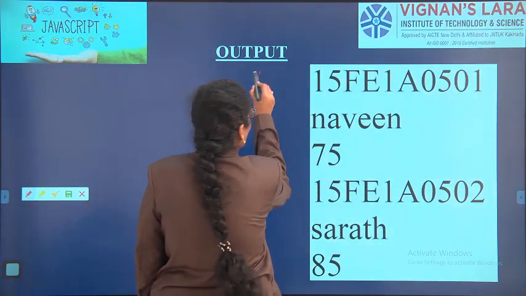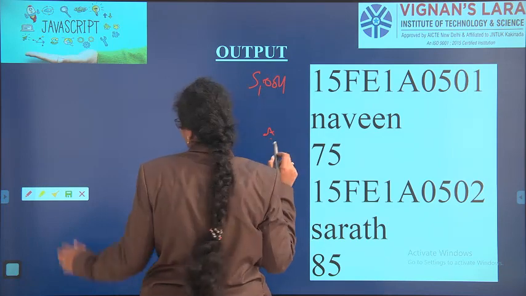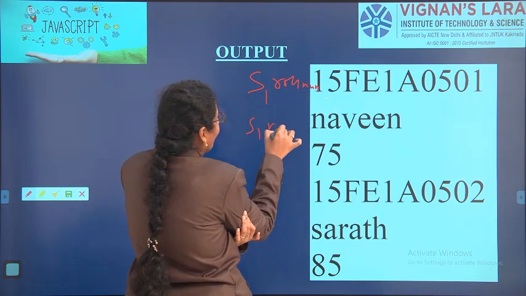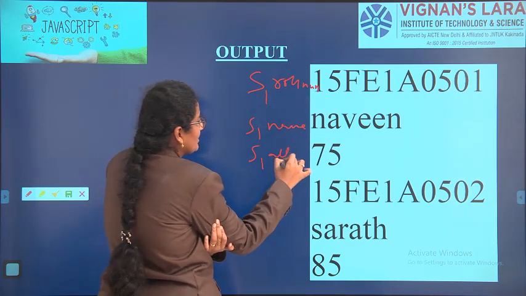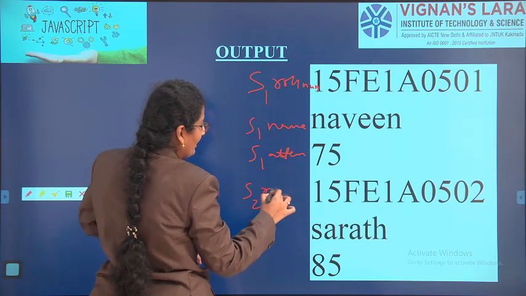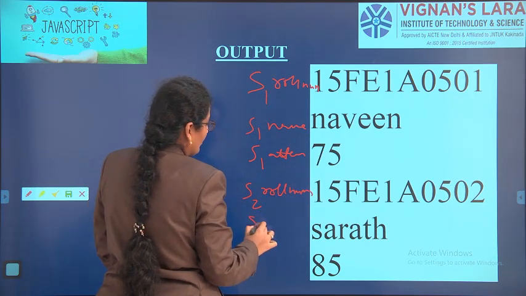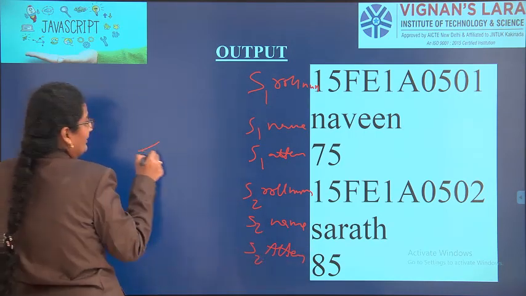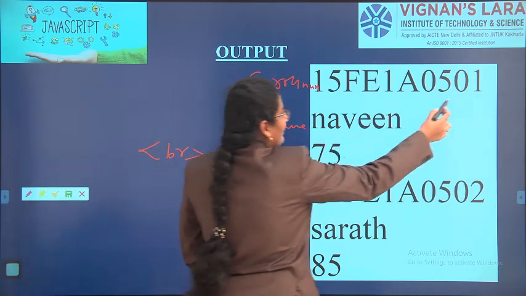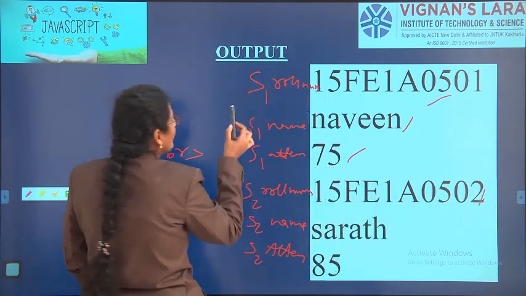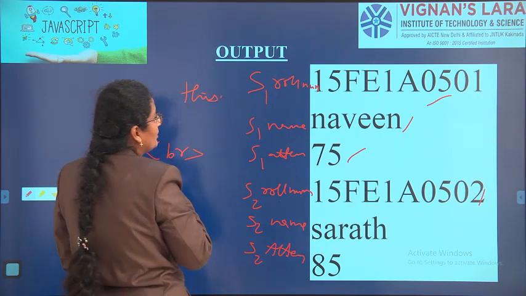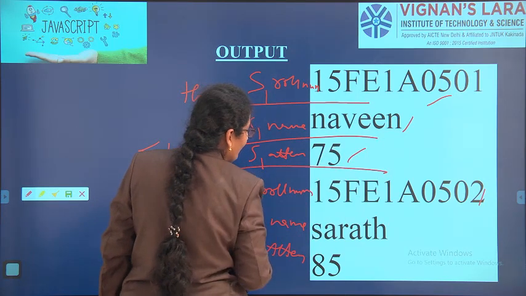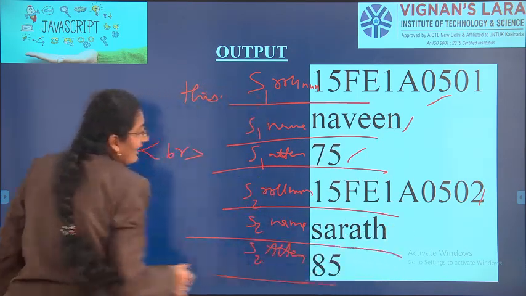See, first one, S1 roll number, S1 name, S1 attendance, then S2 roll number, S2 name, S2 attendance. We have used the break tag, that's why we got a break between everything. We have used this constructor to pass the values. So the output is S1 roll number, S1 name, S1 attendance, S2 roll number, S2 name, S2 attendance.